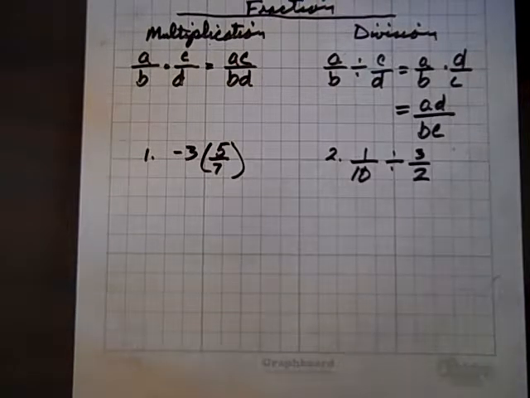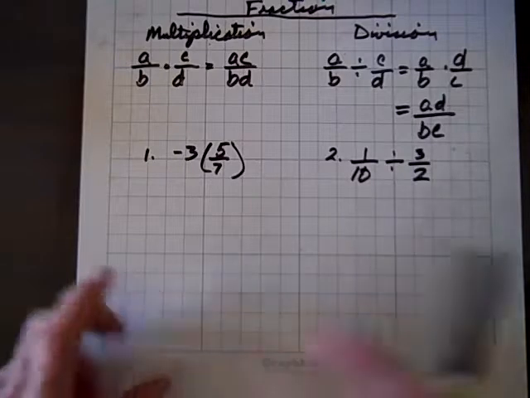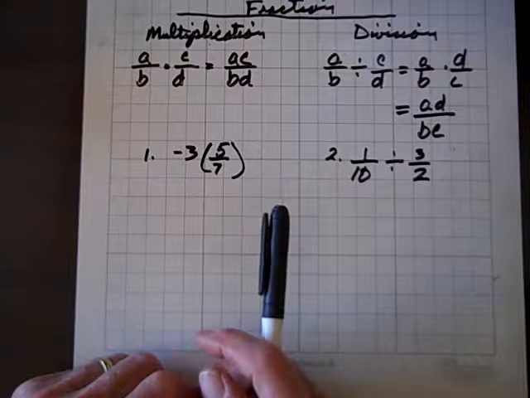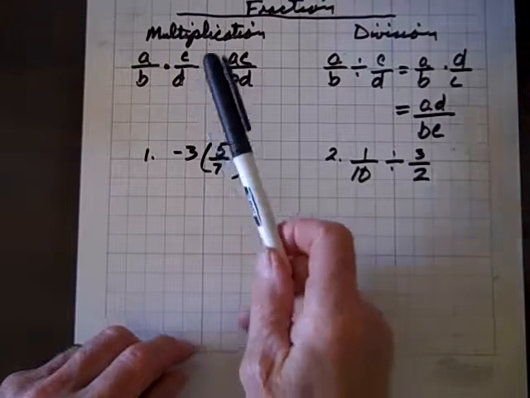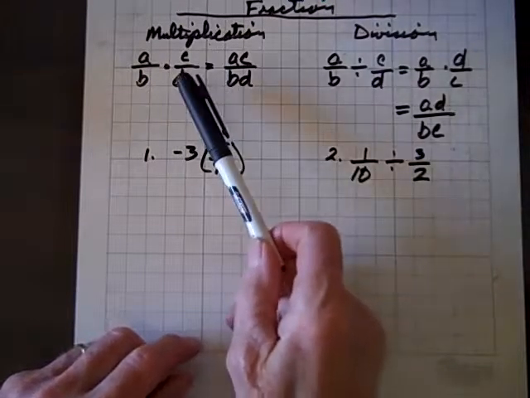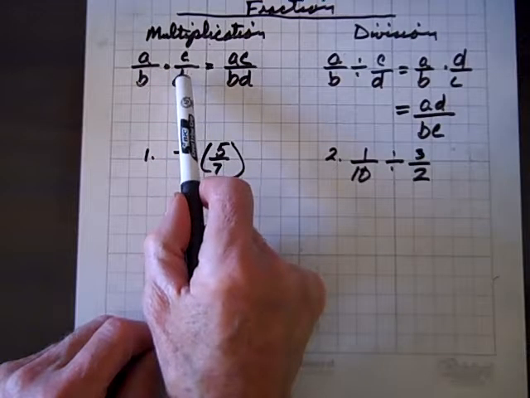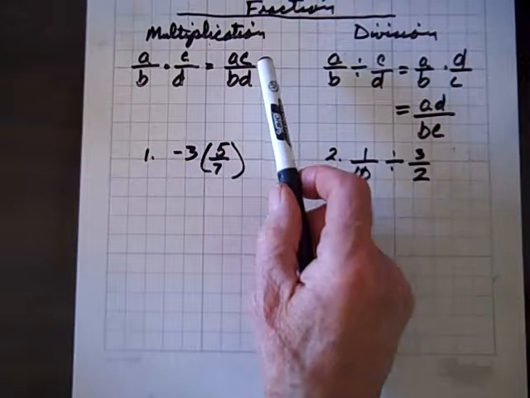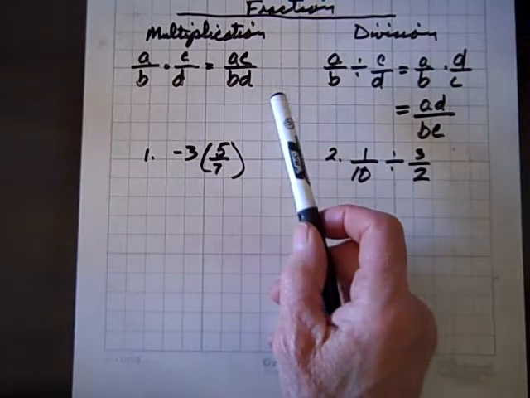Well, now we're in section 0.2, and we're going to multiply and divide fractions. Well, when you multiply fractions, it's quite simple. You just multiply numerator times numerator and denominator times denominator, and there's your product.